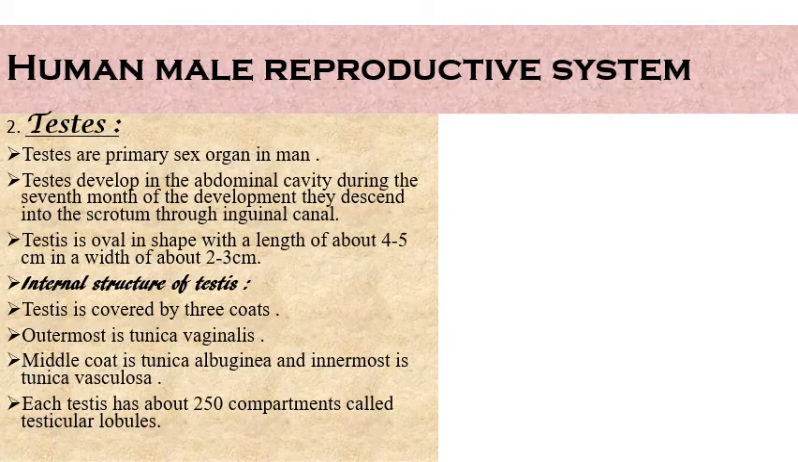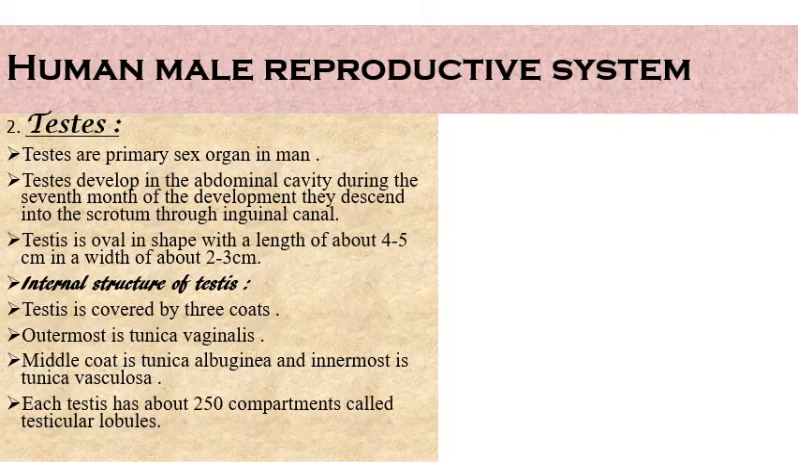Next is the testis, which is the primary sex organ in the male, and I have told you that primary sex organs are those that produce the gametes. The testes develop in the abdominal cavity during the 7th month of the developmental period of the male fetus, and they descend into the scrotum through the inguinal canal by the 9th month, before the baby is expelled from the mother's body. The testis is oval in shape, about 4 to 5 centimeters in length with a width of about 2 to 3 centimeters.